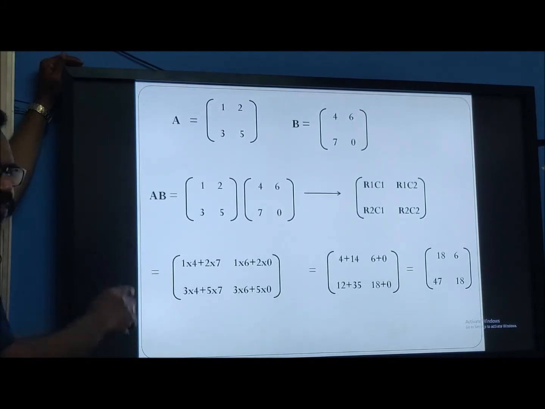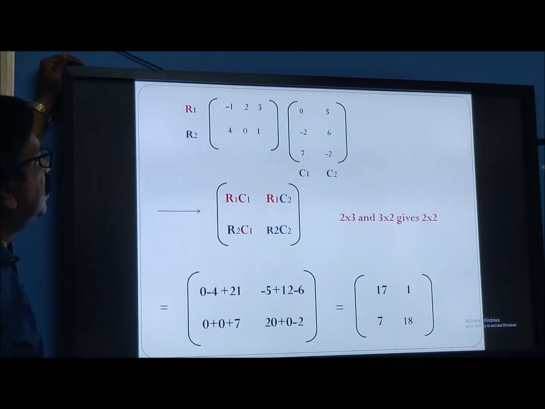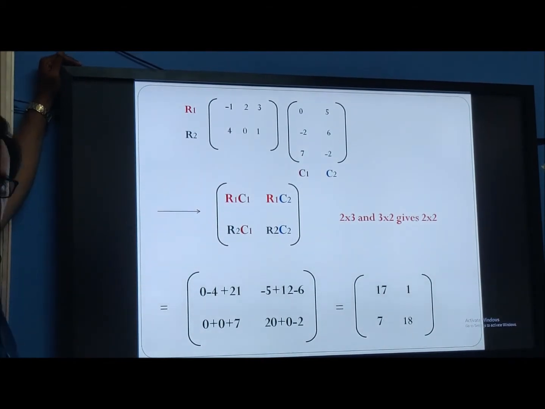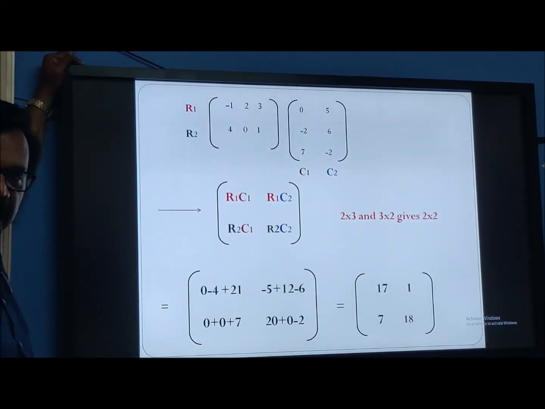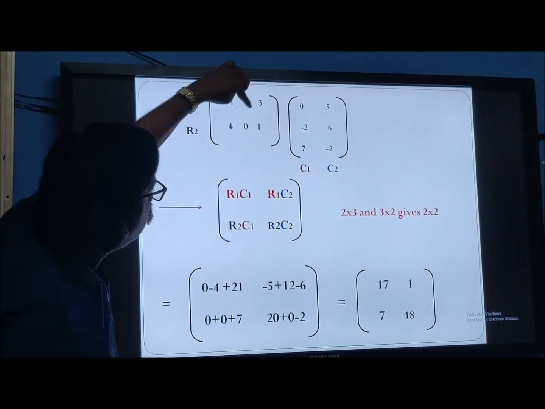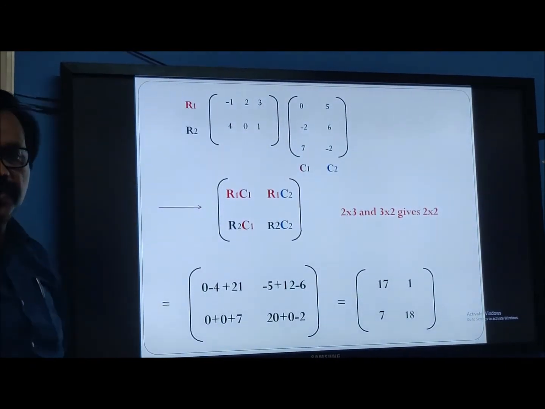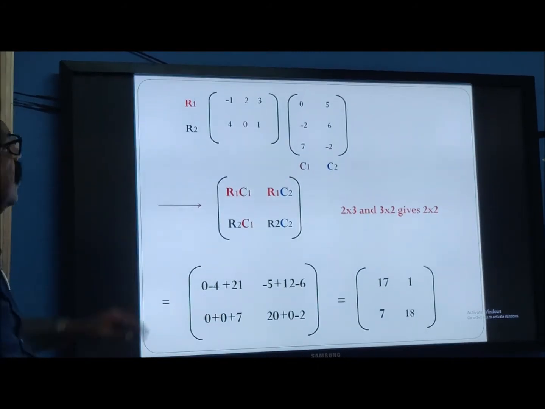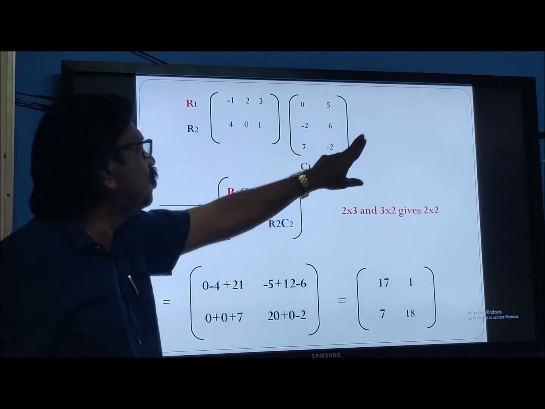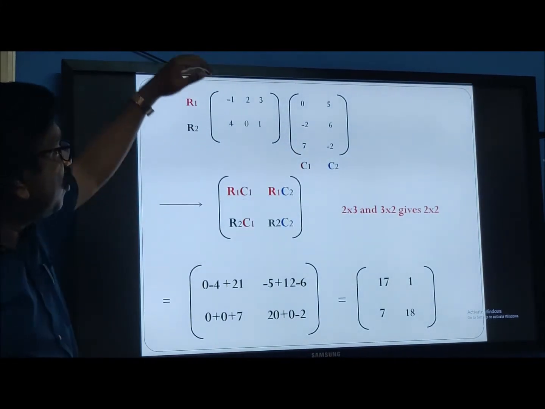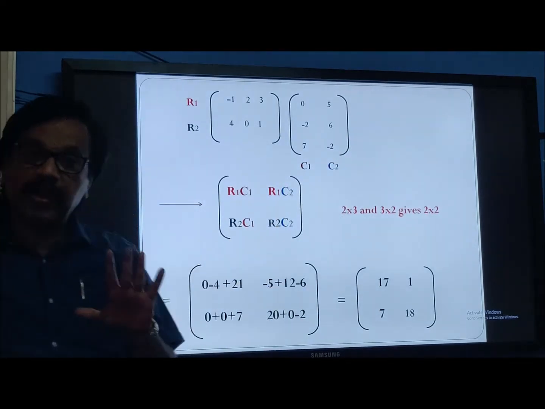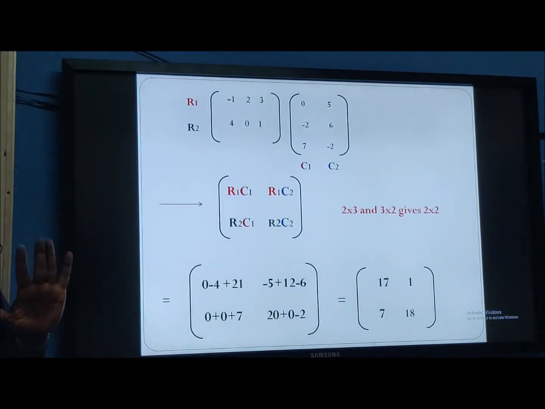One more example we can see. Here there are two matrices. What is the order of the first matrix? Remember, what is the order of the first matrix? 2 rows and 3 columns, 2 by 3. Then what is the order of this matrix? 3 rows and 2 columns, 3 by 2. Therefore, the number of columns of the first one is equal to the number of rows of the second. Therefore, we can multiply.